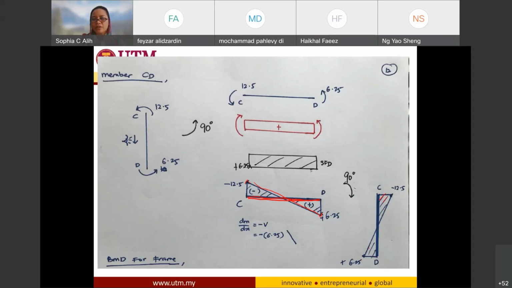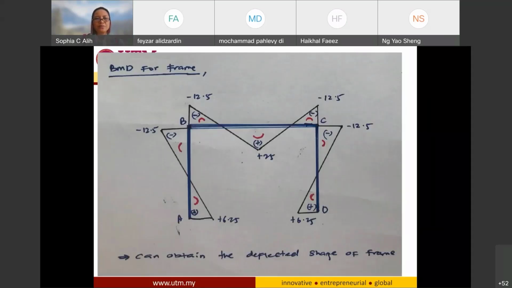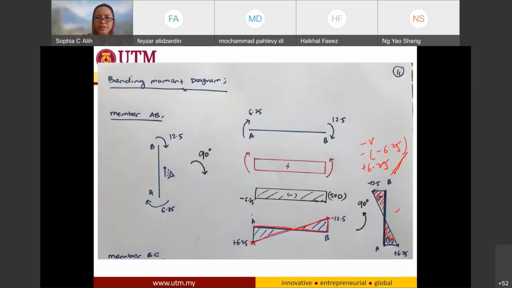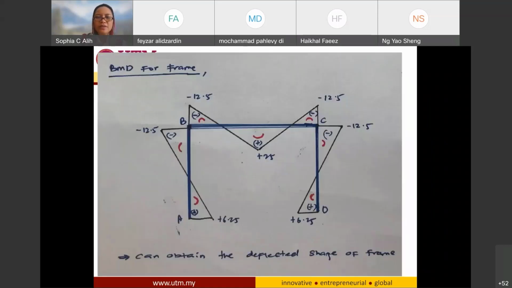So be very careful with the area of this one. Don't mix them, because you're going to combine all the bending moment diagrams. For this one, you have the first one that you have already drawn, the moment of member AB, and this is member BC, and this is member CD that we have already drawn. So you have negative, positive, and everything. And you can also obtain the deflected shape of the member, because sometimes the question requires you to draw the deflected shape of the member.